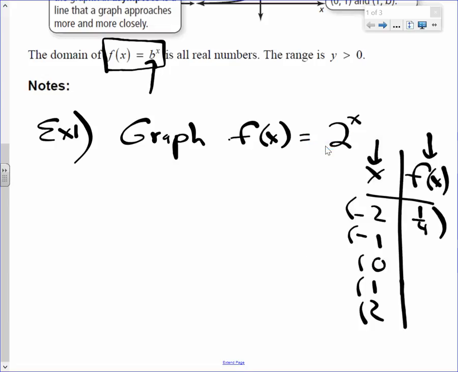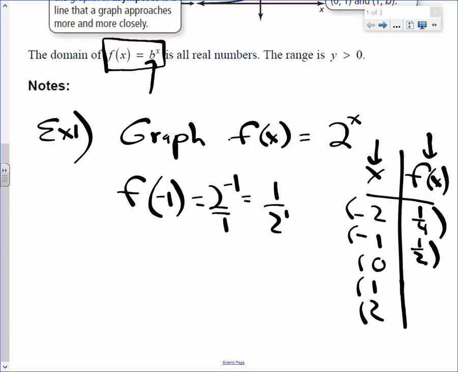Next one. The function now at -1 is going to be 2 to the -1 power. Negative exponent rule. This is all over 1, so we just reciprocate. It's going to be 1 over 2 to the first power, which is just 1/2. We're rocking and rolling.